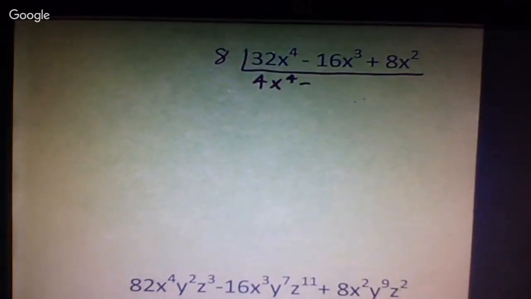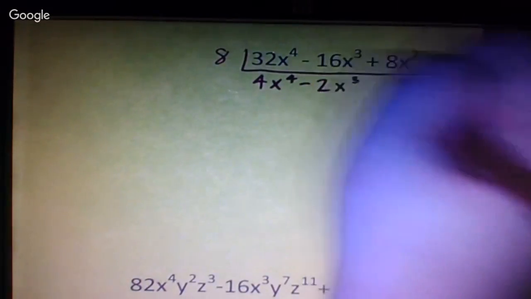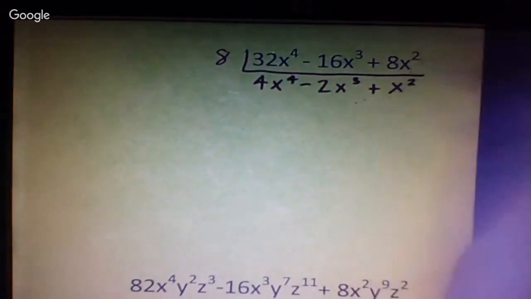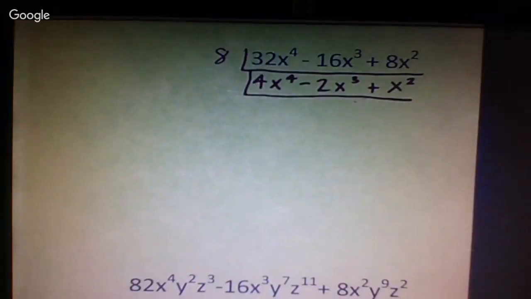Rebecca, how many times does 8 go into 16? 2. X to the 3rd plus. Cody, how many times does 8 go into 8? Once. I don't need to write it. It's just a coefficient in front of x squared, so we can just bring down x squared. So we took care of your numbers. I have 4, 2, and 1. Does anything else go into it besides 1? No. As soon as you have a coefficient of 1, there is nothing else that divides evenly except for 1.